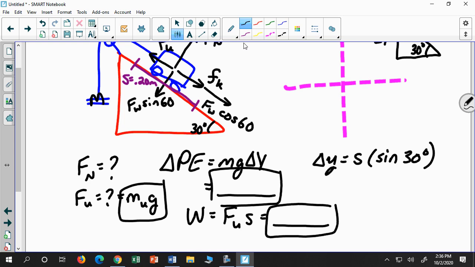Oh, actually, never mind. Let me see. Never mind. Take that back. Fu is not necessarily equal to this work. It's not necessarily equal to that because our frictional force is actually taken away. But we're not going to get into all that.